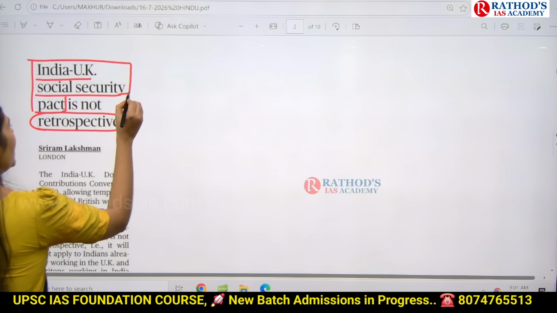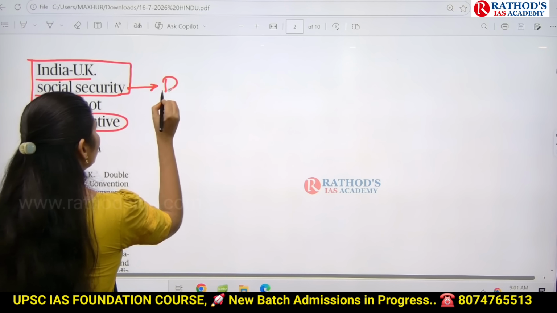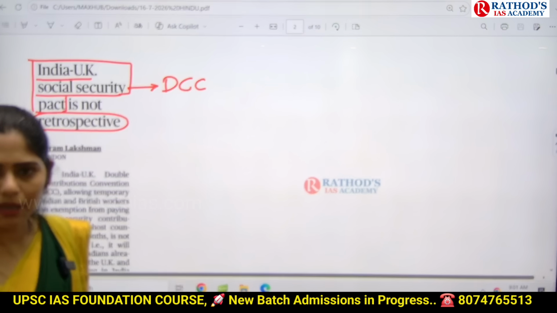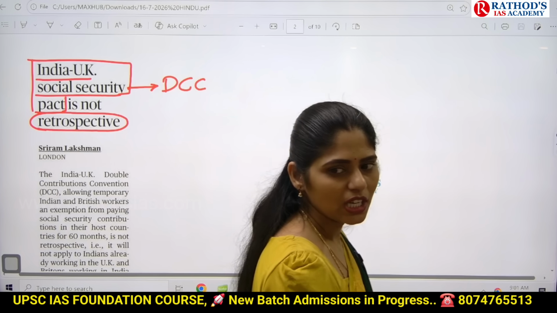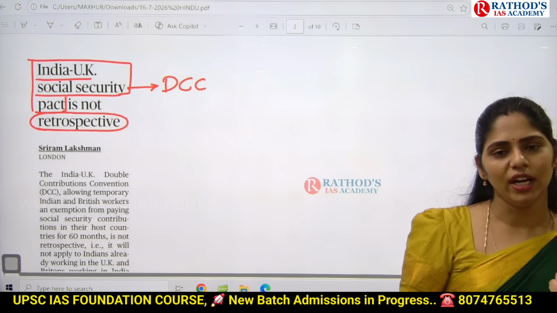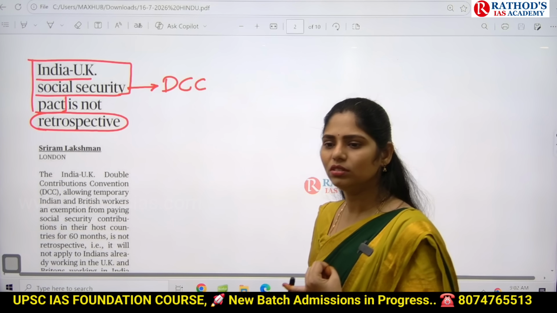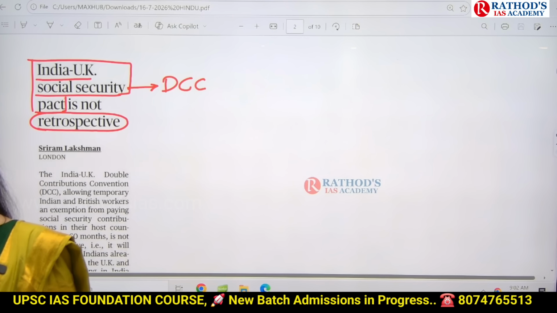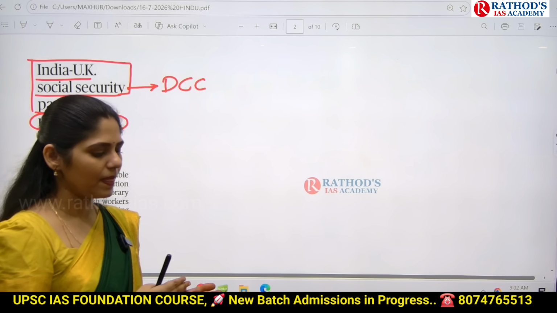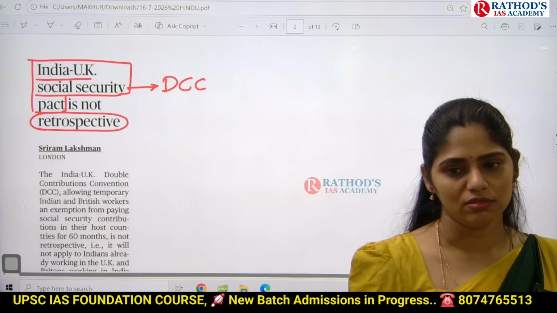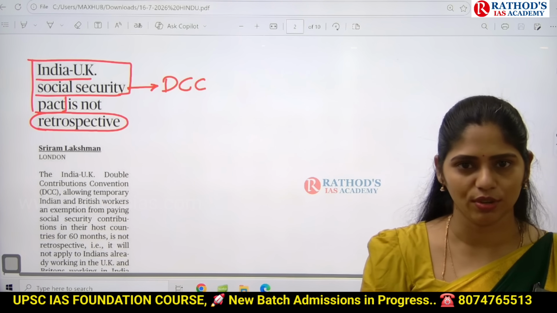So in yesterday's class, we discussed DCC. We discussed that the India-UK trade deal came into effect from yesterday onwards. In that, what are the two things we discussed? One is that on Indian goods, there is no import duty and export duty, right? And the next one is that there will be no double contribution related to social security.